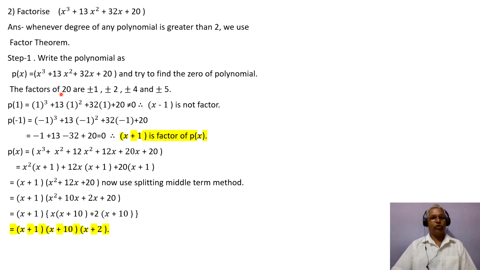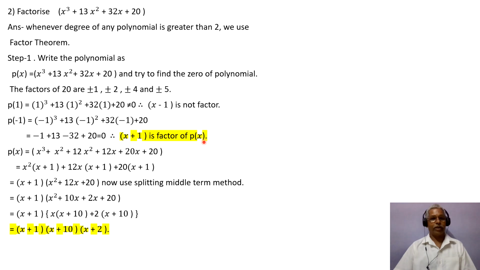You have to take this 20 and find its factors: plus minus 1, plus minus 2, plus minus 4, and plus minus 5 as the factors of 20. Now substitute one by one. So P(1), if you see, P(1) is not 0, so x minus 1 is not a factor. Try for P(minus 1). So we substitute minus 1 cube plus 13 into minus 1 square plus 32 into minus 1 plus 20. So you solve this: minus 1 plus 13 minus 32 plus 20, you get 0. And therefore x plus 1 is a factor of p(x).